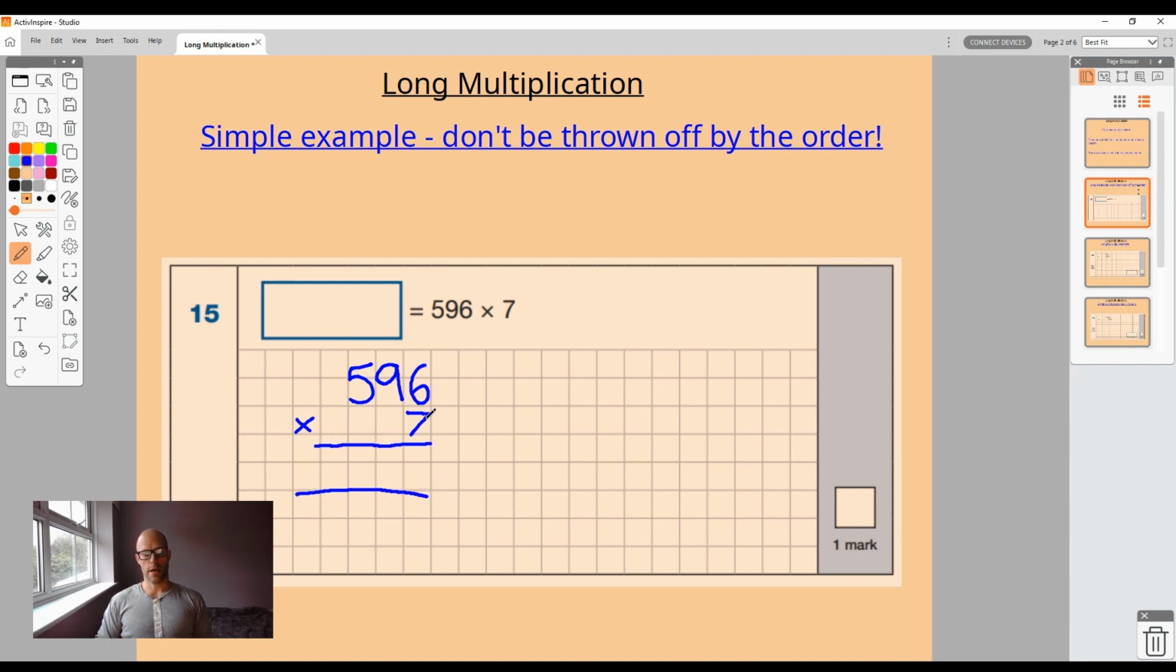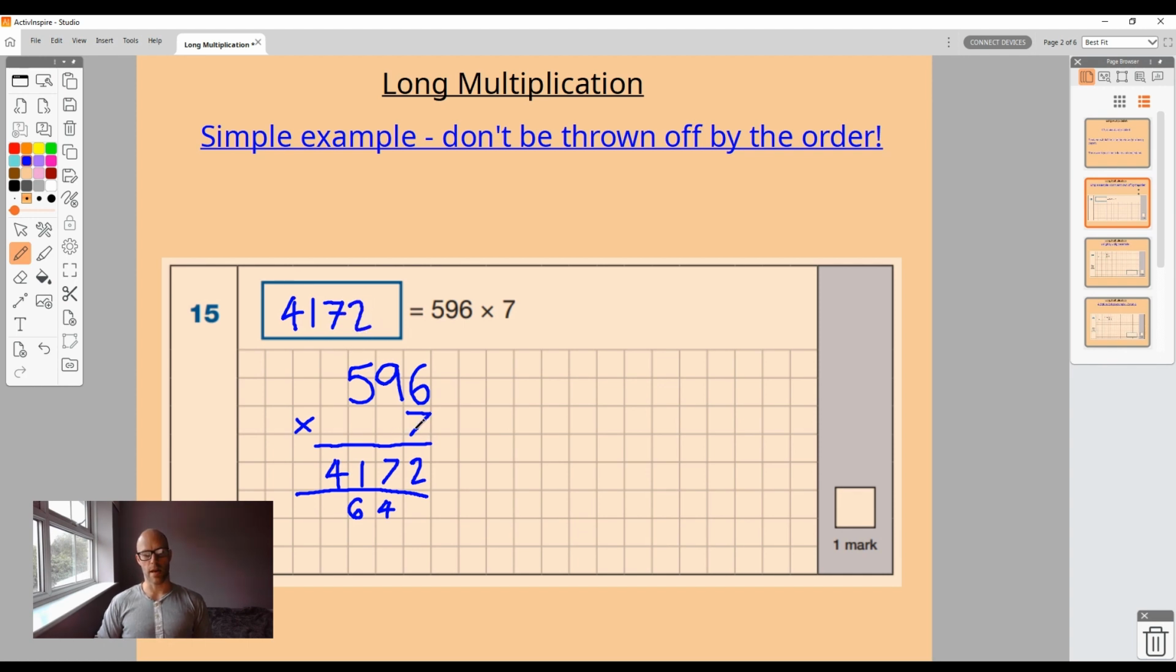Here we go. 6 times 7, 42. So exchange the 4 over. We can't fit both of those digits in this box. 7 times 9, 63. Add the 4, 67. 6 goes over here. The 7 goes there. 7 times 5 is 35. Add the 6 is 41. 4172. You can write it in that box if you like, gold standard. Make sure it's nice and clear.